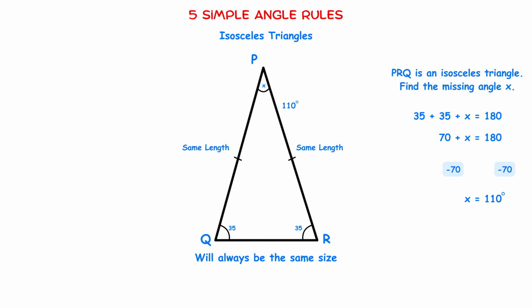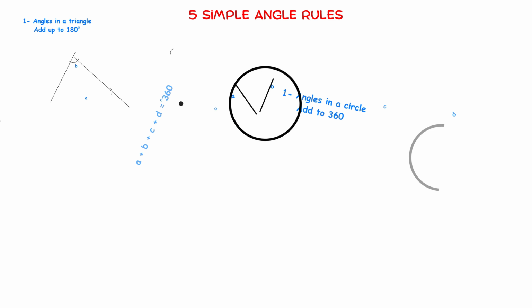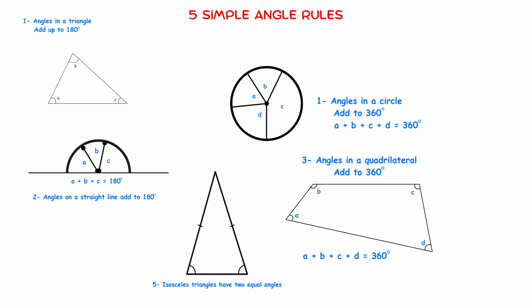Then if we think back to our first rule, which remember said that the angles in a triangle add up to 180 degrees, then we know that 35 plus x must equal 180. So we can simplify that to 70 plus x equals 180, and then subtract the 70 to get x equals 110 degrees. So to sum up the video, so far we have seen 5 rules.